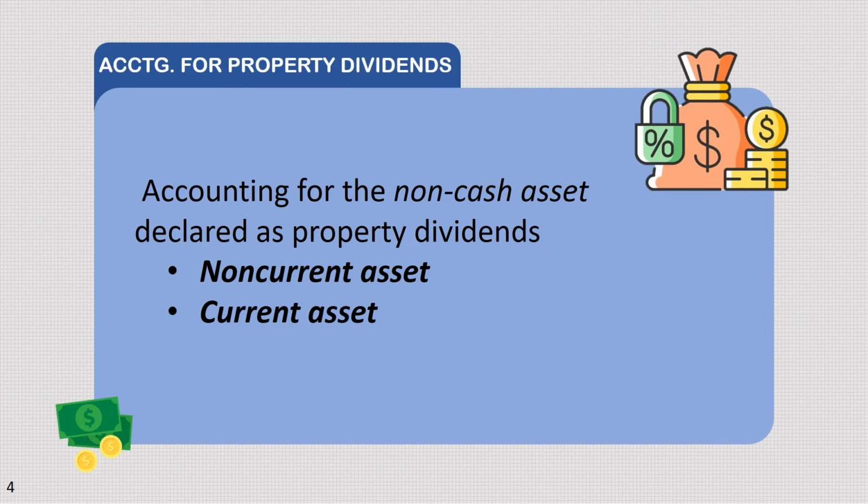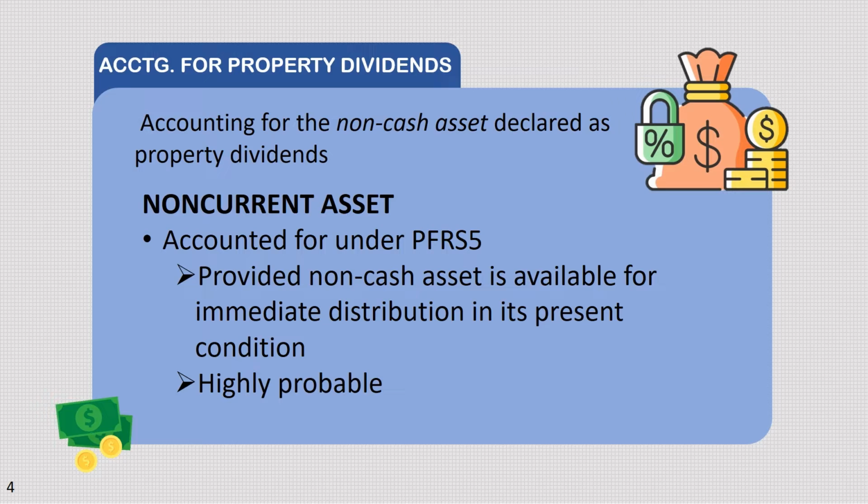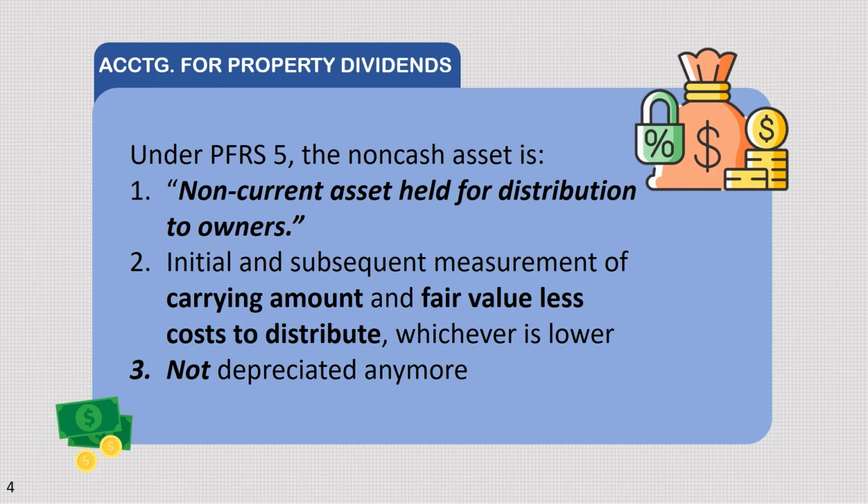Accounting for the non-cash asset declared as property dividends. We have the non-current asset and the current asset. For the non-current asset, it is accounted for under PFRS 5, provided the non-cash asset is available for immediate distribution in its present condition and the distribution is highly probable. Under PFRS 5, the non-cash asset is first, classified as non-current asset held for distribution to owners. Second, initial and subsequent measurement is at the carrying amount or fair value less cost to distribute, whichever is lower. And third, it is not depreciated anymore.